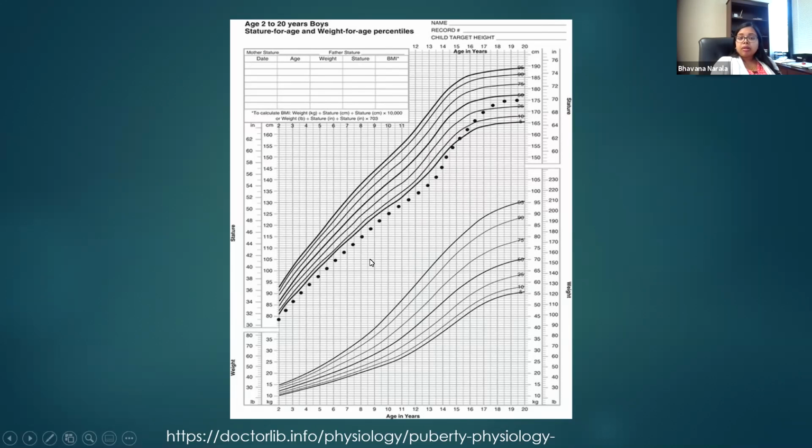So this is probably a classic curve for constitutional delay. You can see they're growing under the third percentile, but definitely maintaining that same linear growth velocity. And then somewhere around 13, 14, if they start hitting puberty, you see acceleration and they end up exactly where they're supposed to be. Definitely meeting the genetic target, right?